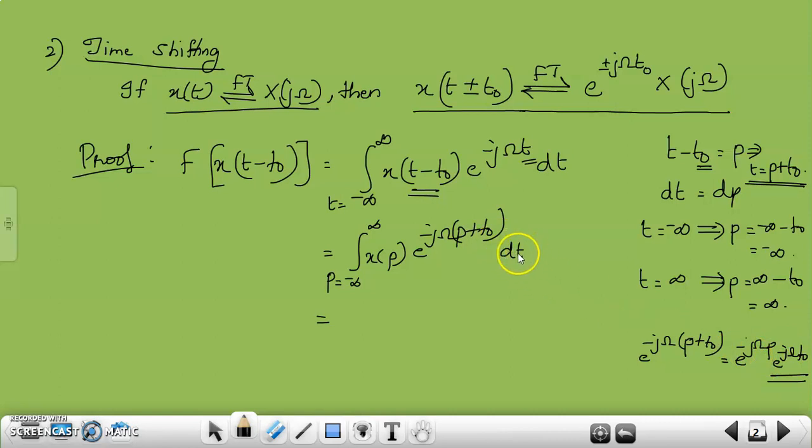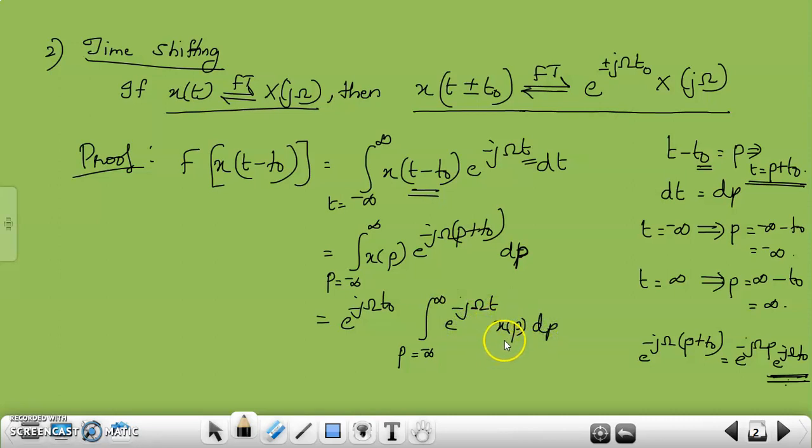Now, p is the integral variable. This particular factor is independent of the value p. Therefore, I can take it outside the integral. So I can write this integral as e raised to minus j omega t naught, integral over p from minus infinity to infinity, e raised to minus j omega p x of p dp.